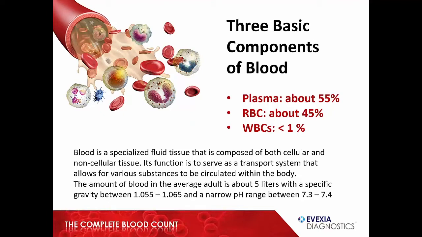So it's important to remember that blood is a specialized fluid that's composed of both cellular and non-cellular tissue. Its function is to serve as a transport system that allows for substances to be circulated within the body. The amount of blood in the average adult is about 5 liters with a specific gravity between 1.055 and 1.065 and a narrow pH between 7.3 and 7.4.